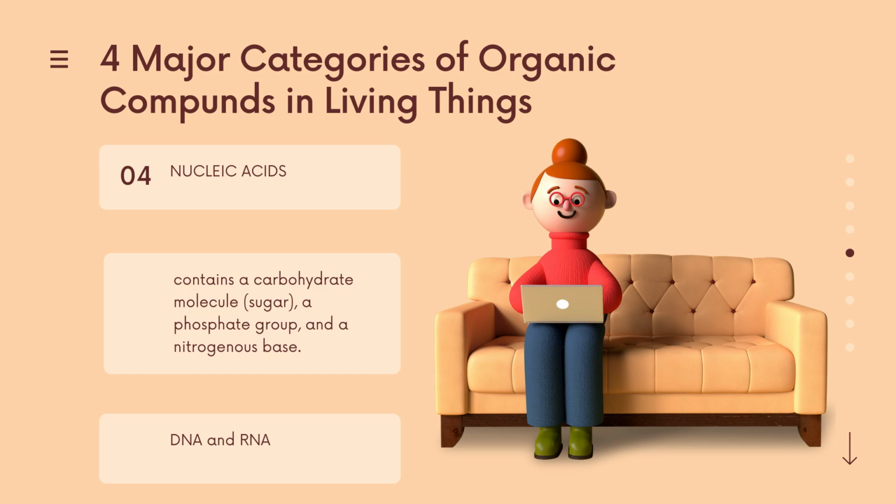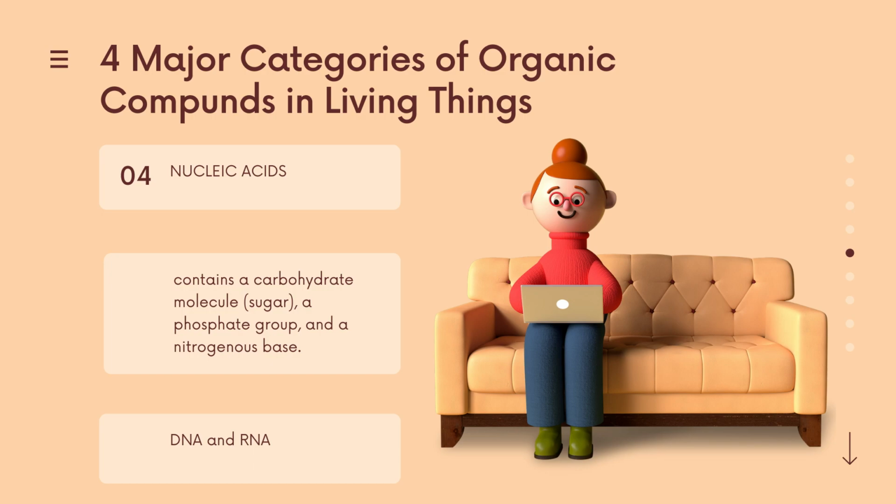Just like proteins, nucleic acids are very large molecules. And these large molecules are made up of smaller subunits called nucleotides. A nucleotide consists of a carbohydrate molecule, which is a sugar, a phosphate group, and a nitrogen base. There are actually two kinds of important nucleic acids. One is DNA or deoxyribonucleic acid, and the other one is RNA or ribonucleic acid.